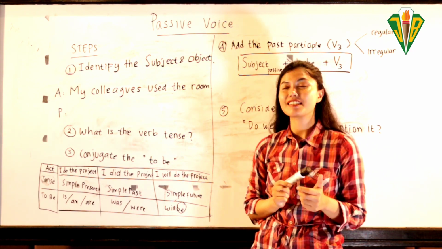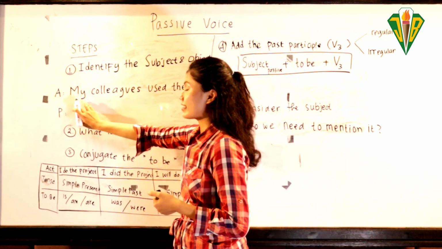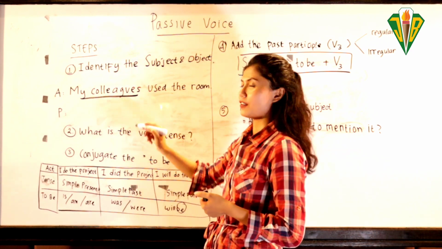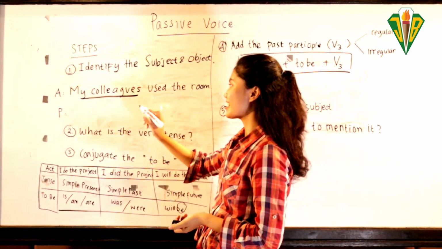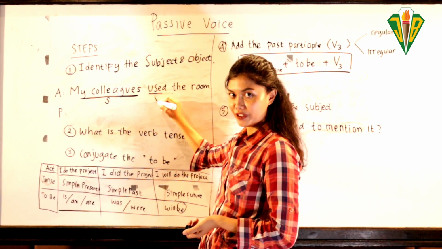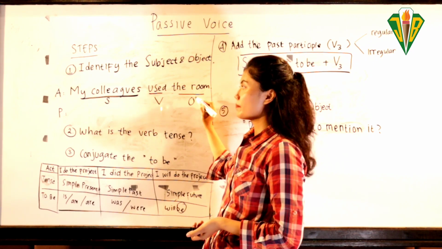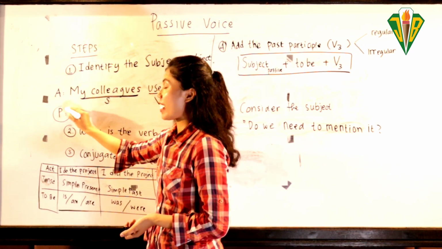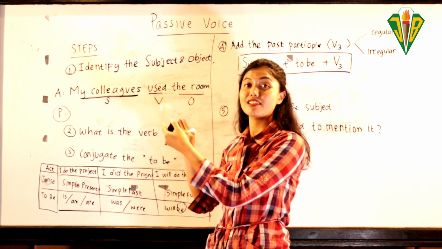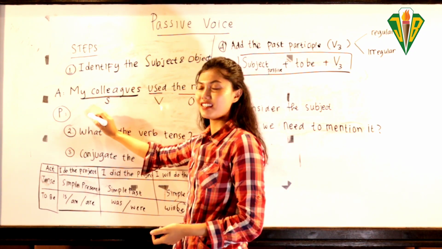We have learned about this, so let's recall it. My colleagues used the room. This one is the active sentence. So my colleagues here, or my co-workers, is the subject. Used here is the verb. Okay, good. And the room is the object. Because we want to make it passive, we need to change the order. Move the object to the first position.